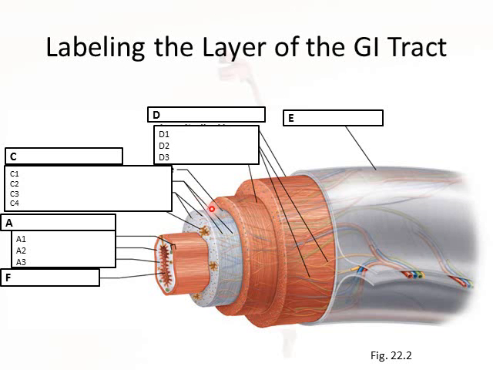Okay, and then this slide is just an image of all the different layers of the GI tract that we just talked about. And this is right from your book, figure 22.2. And I'd like you to go to your book and fill in these different layers and try to trace them back to the 3 previous slides that we talked about all these on.